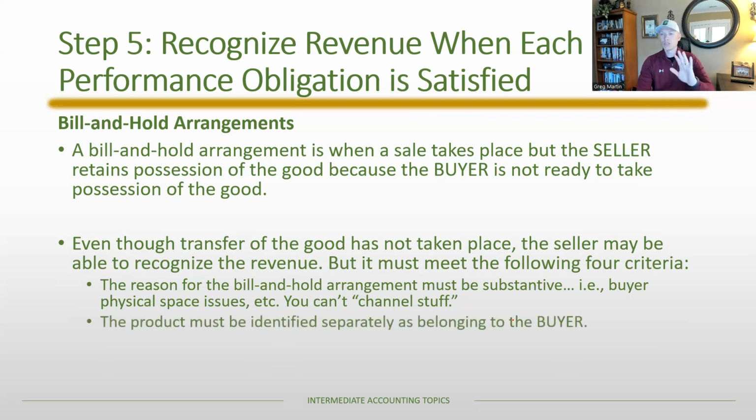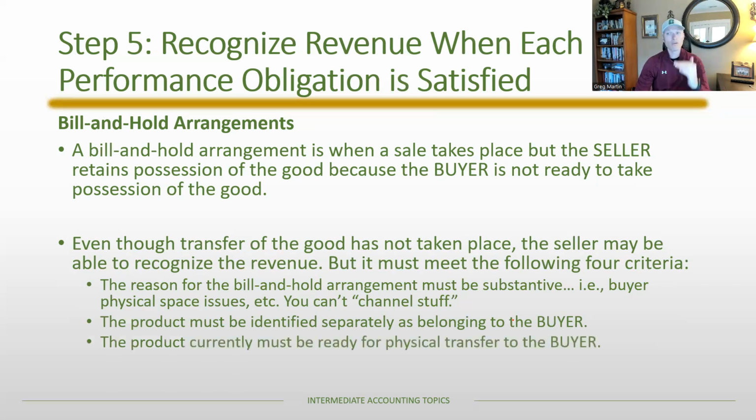And then the second one is you need to identify the item as belonging to the buyer. Very easy in a lumberyard. Put a tag on the lumber. Very simple. Or put it in a stall that's designated for Martin Construction Company or whatever it might be. And so that's the second criteria. The third criteria, and again, all these must be met, by the way, not just one, all.